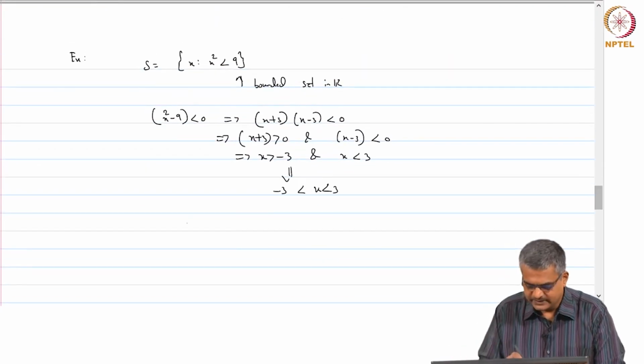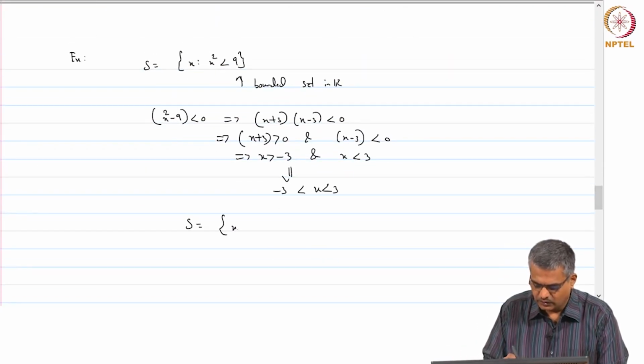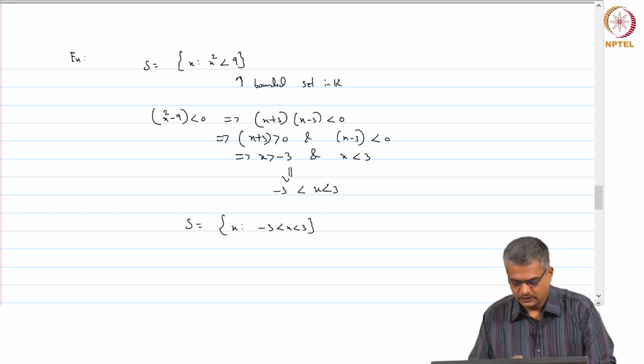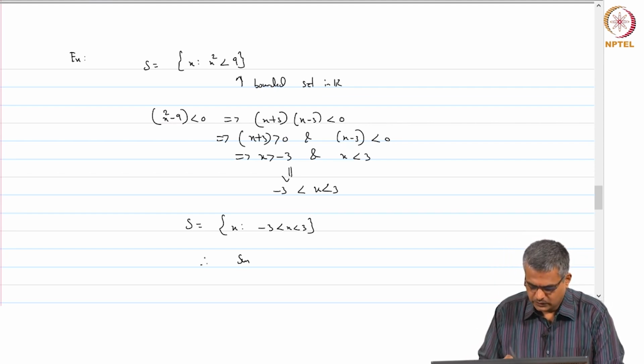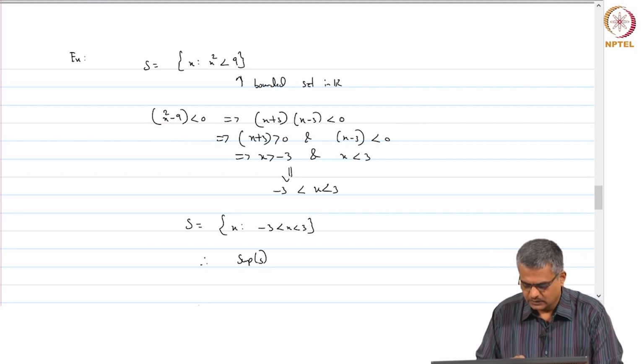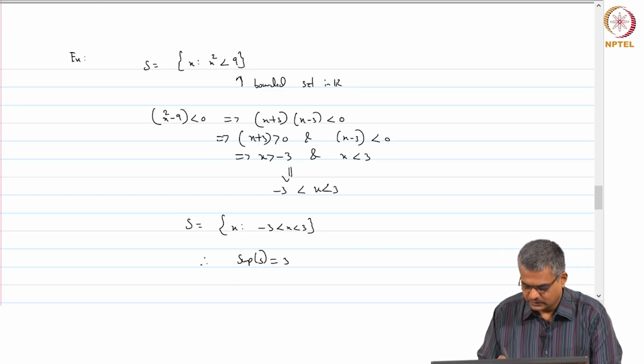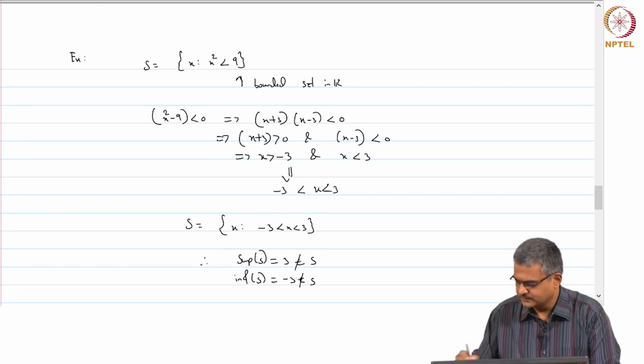So, the set S consists of all x which satisfies this inequality, right. Therefore, the set S is upper bounded, the least upper bound for the set S is 3 and the infimum of S is minus 3 and both do not belong to the set S.